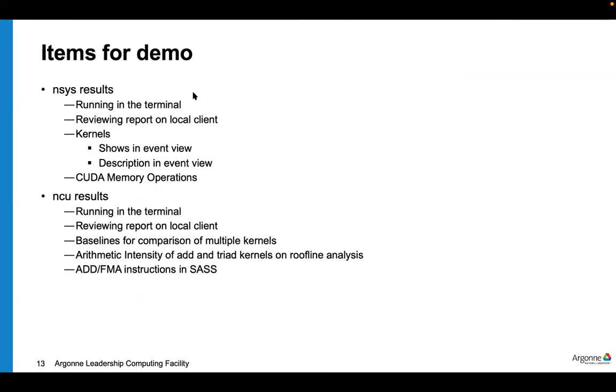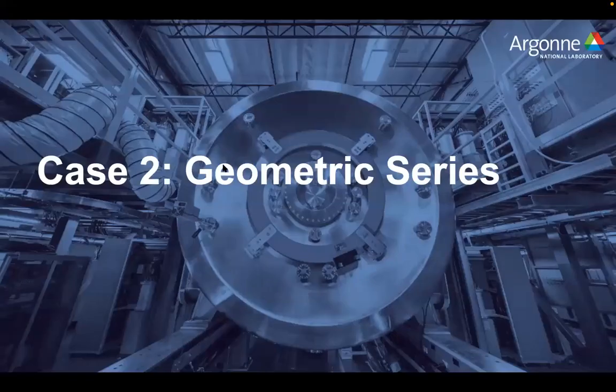Thank you. Okay, so this is the example demo for the stream benchmark, and let me move on to the next case. I showed running in the terminal, reviewing the report and the kernel CUDA operation, and how to use a baseline for comparison, right? And the single execution, and I talked about arithmetic intensity and the add and FMA instructions. Okay, let's move on to the next case.